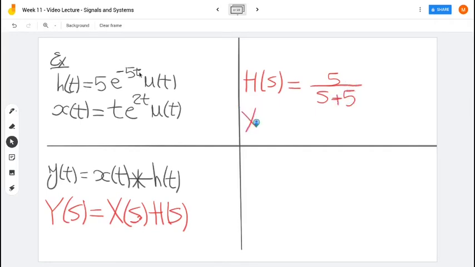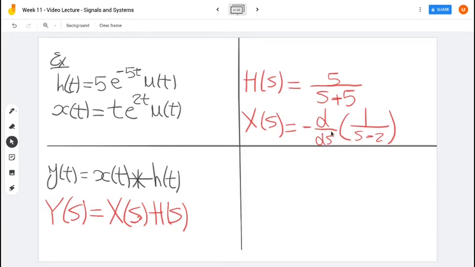And for x of s, it takes the form t e to the power 2t u of t. So t multiplied by e to the power 2t u of t means we will be having minus the derivative of 1 over s minus 2. So here we have applied the differentiation in s domain property, where e to the power 2t u of t has a transform 1 over s minus 2, and multiplying by a t in time domain is equivalent to minus the derivative in the s domain.